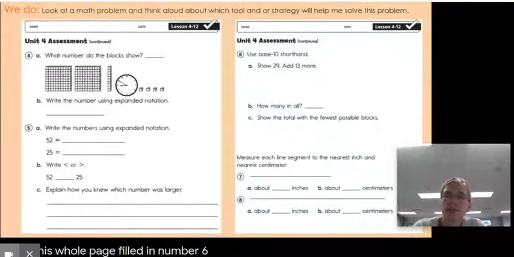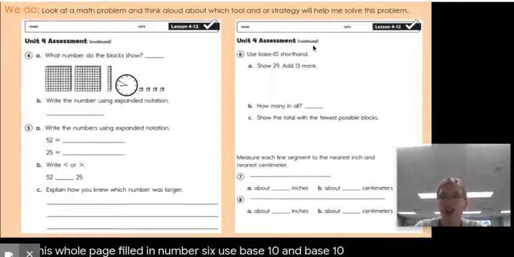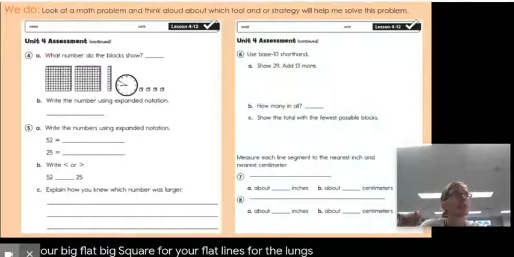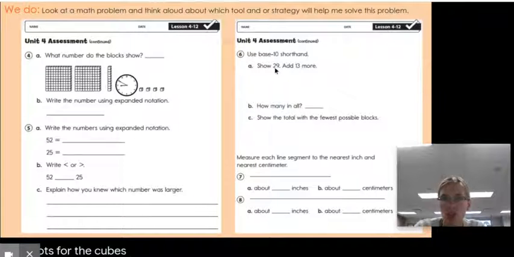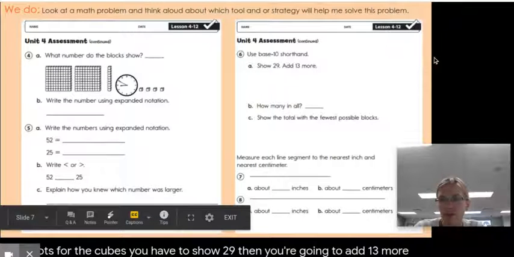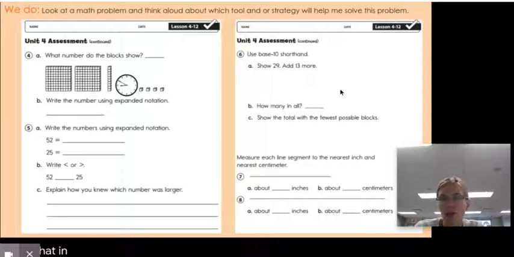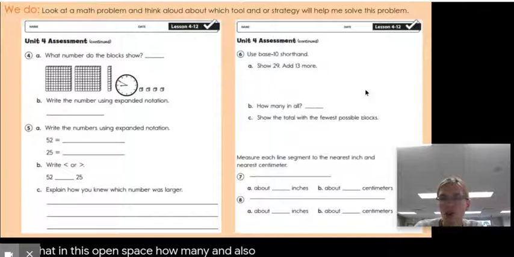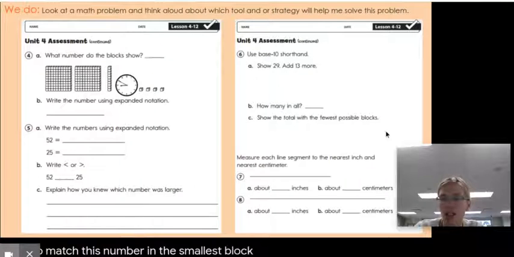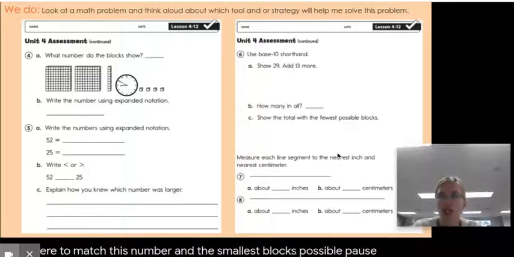Number 6, use base 10 shorthand. So draw your big flat, big square for your flat, lines for the longs or the tens, and then little dots for the cubes. You have to show 29, then you're going to add 13 more. So draw that in this open space. How many in all? So count the total you have there. And then show the total with the fewest blocks possible. Redraw what you have here to match this number in the smallest blocks possible. Pause the video until you're ready.